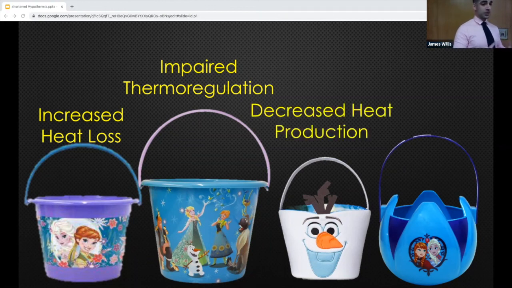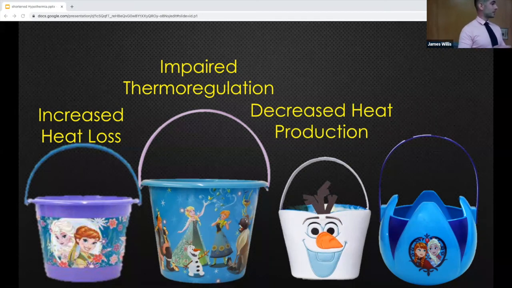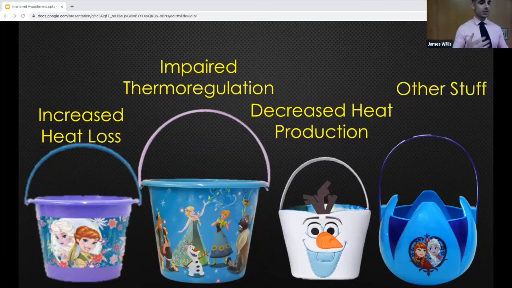Next, we have things that decrease our heat production. Classically this happens in patients who are hypothyroid or have some element of adrenal insufficiency, if they're malnourished and they just don't have enough fuel to generate enough heat, or if they're deconditioned, as with our elderly population. And then the last bucket is just other stuff. So things like lupus, sickle cell, uremia, pancreatitis, sepsis can do this, and our polytrauma patients can also become hypothermic.